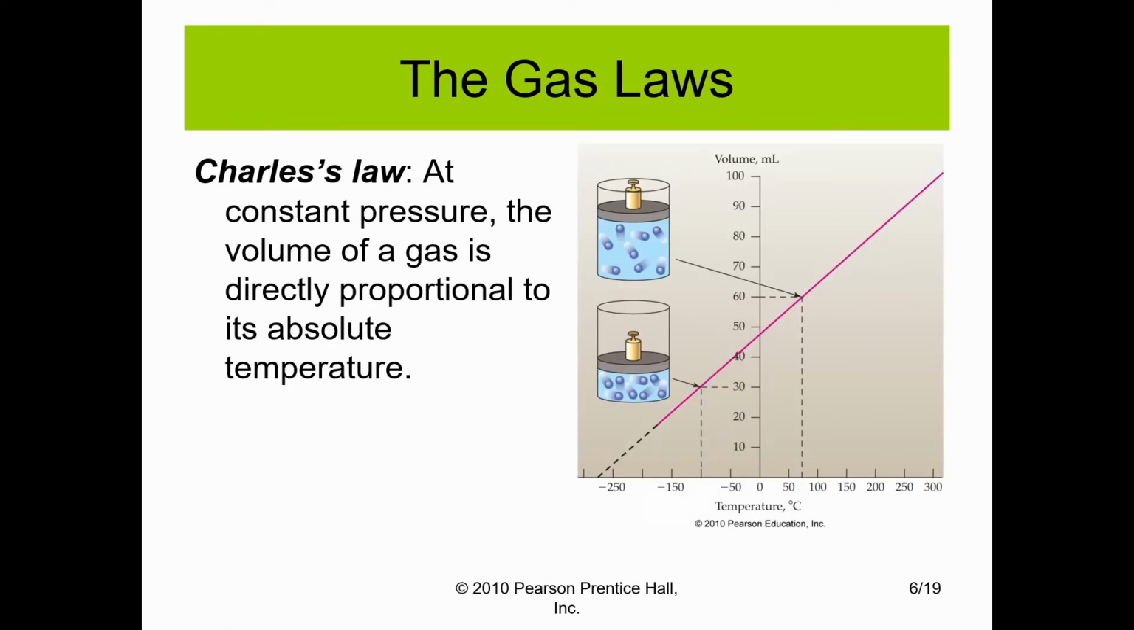Since this relationship is directly proportional, we can use a linear line to map out the increase in temperature. Here on the x-axis we have temperature, and on the y-axis we have volume. If we increase the temperature, we'll see a proportional increase, in a linear fashion, of the volume.